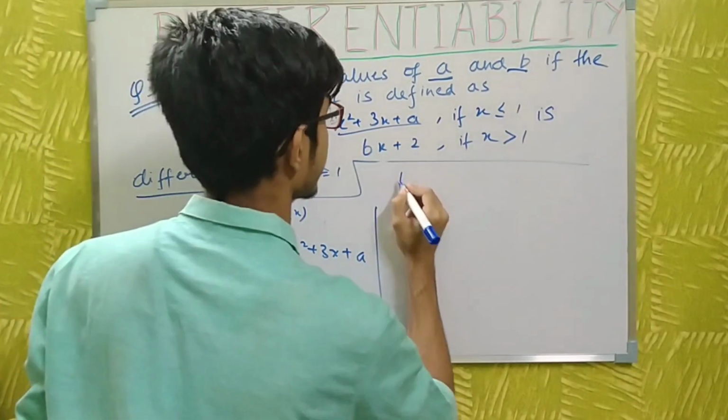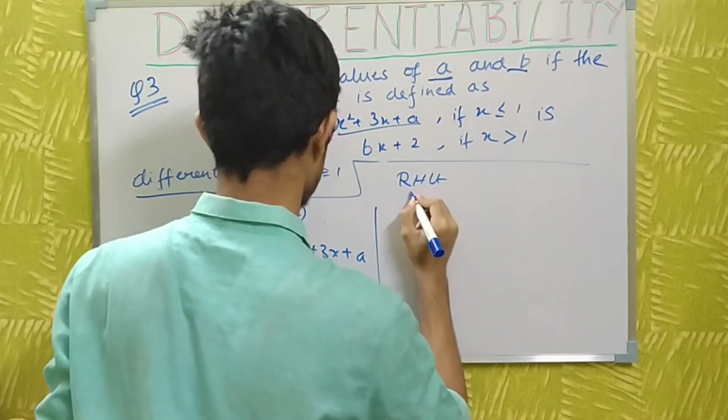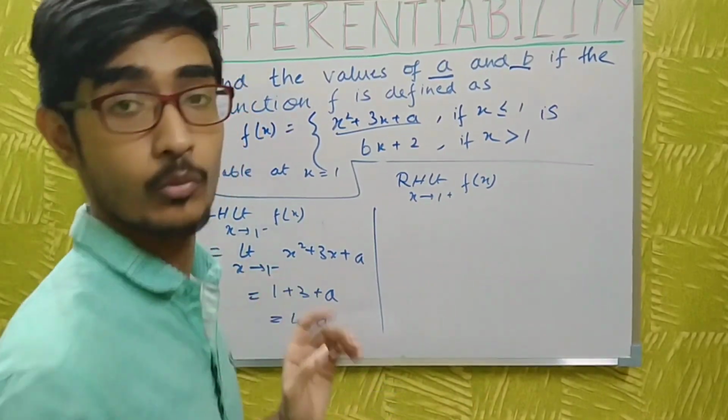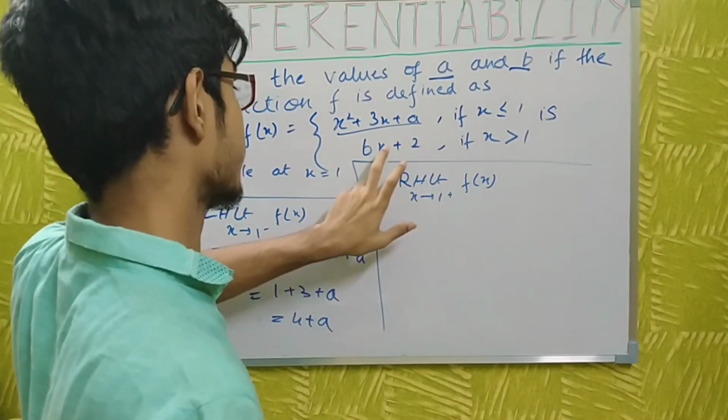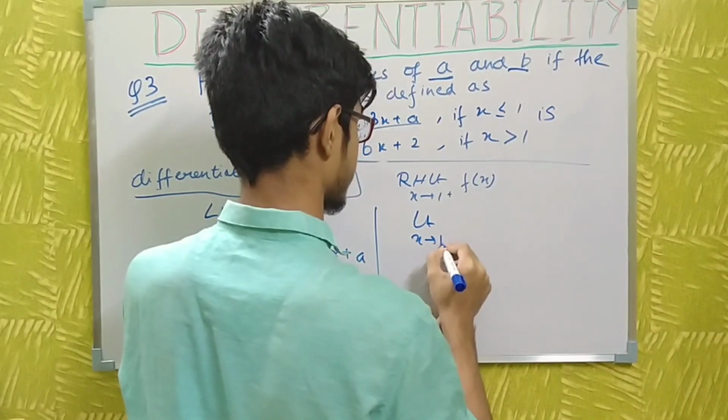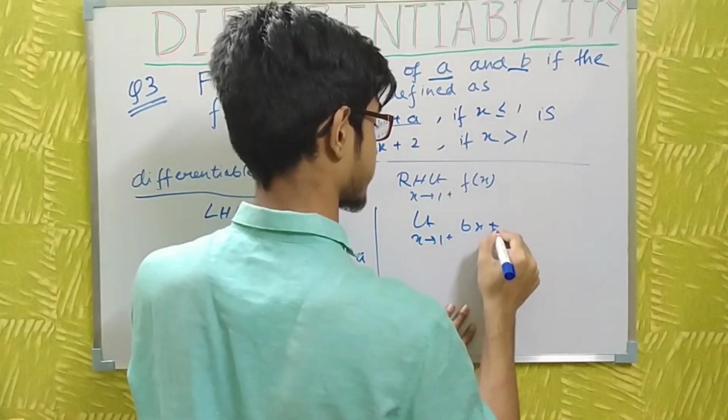Now find the value of the right hand limit. Right hand limit, x tends to 1 plus, f of x. Here it is 1 plus, that is, it is greater than 1, so I will put this value, that is limit x tends to 1 plus of bx plus 2.